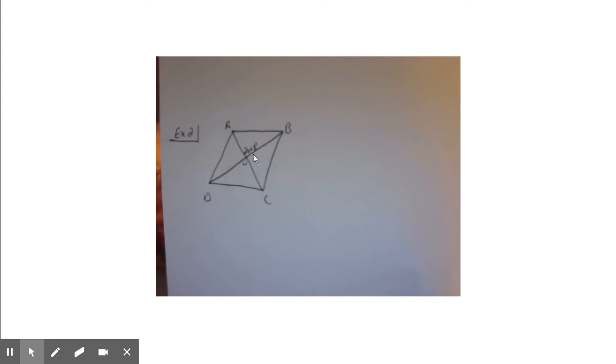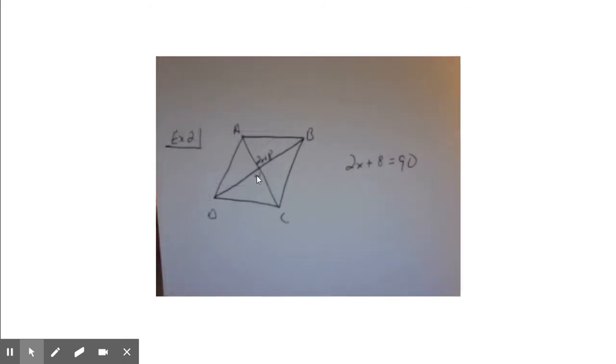Now, if I look at my properties, particularly the ones for a rhombus, it said the diagonals are perpendicular, which means they create 90-degree angles. So I know this AWB angle is 90 degrees. So I'm going to set it up to where 2x plus 8 equals 90 to be able to solve for x.